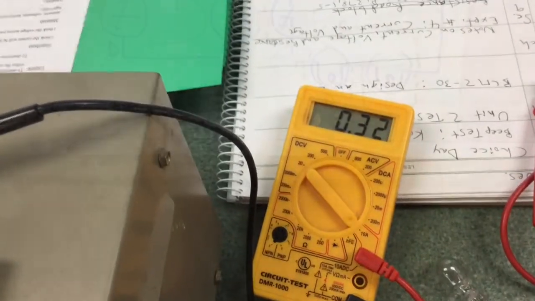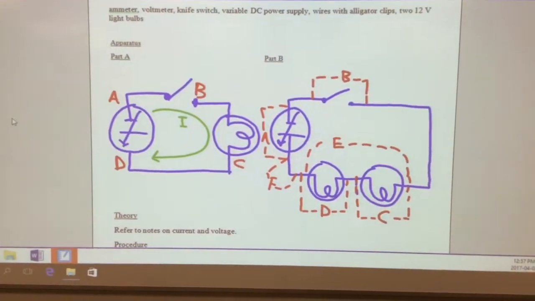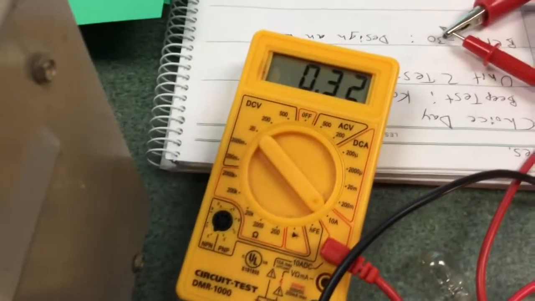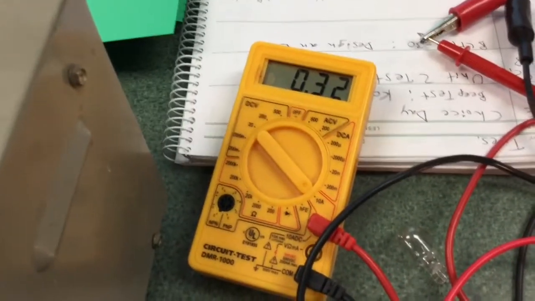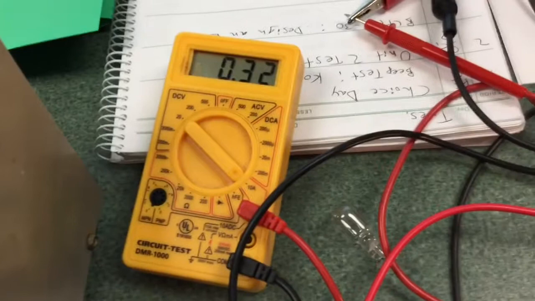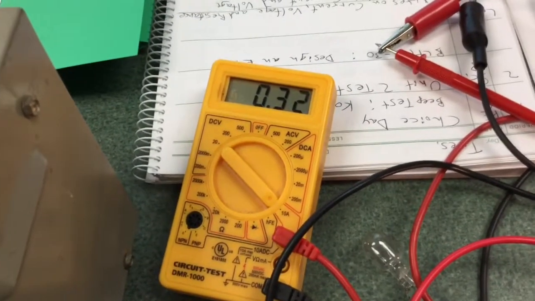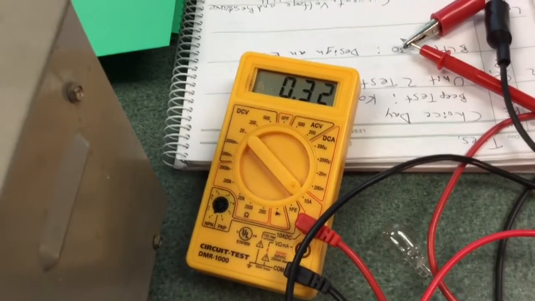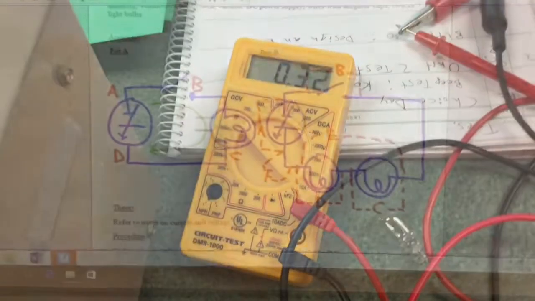at point C next. Here we have the ammeter set up at point C, which is after the light bulb in the circuit. You'll notice my ammeter reads 0.32 amps once again, or 320 milliamps. Now we're going to make our last measurement at point D, so I'm going to pause the video while I do that.